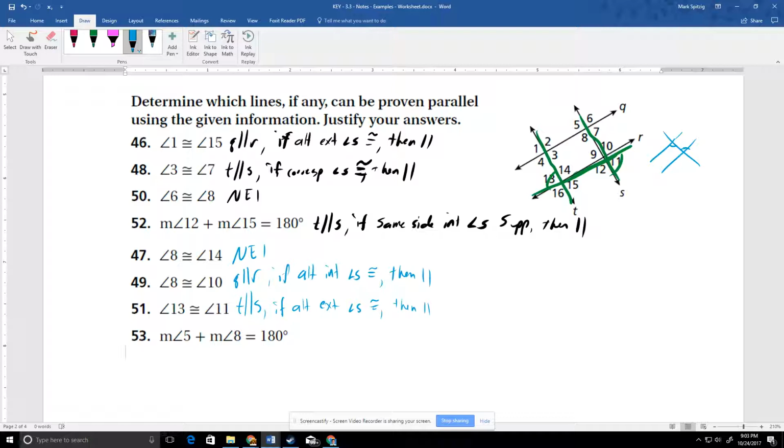And then 5 and 8, we have 5 and we have 8. Well, 5 and 8 are supplementary, and we know that. We could have done that from a long time ago. So 5 and 8 are supplementary, but they don't have any other angles as part of another cluster. So really we have not enough information as well.